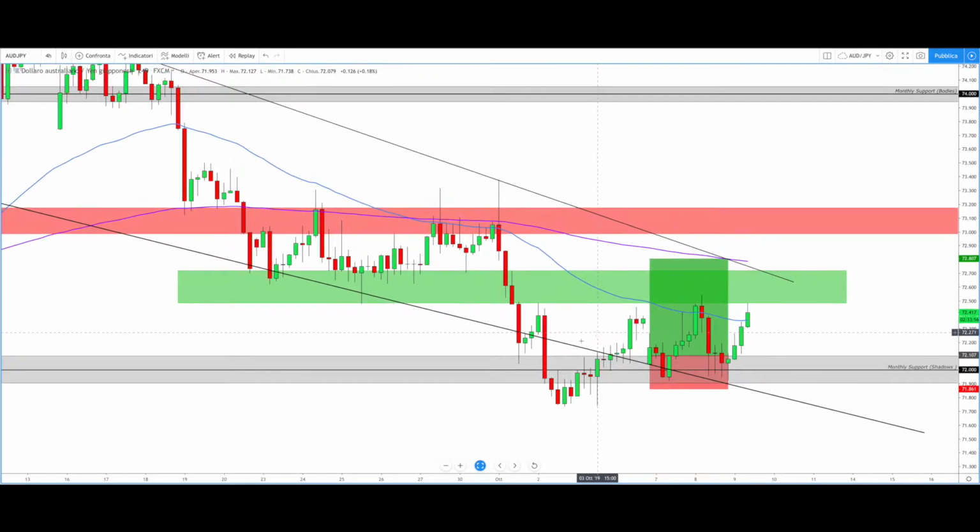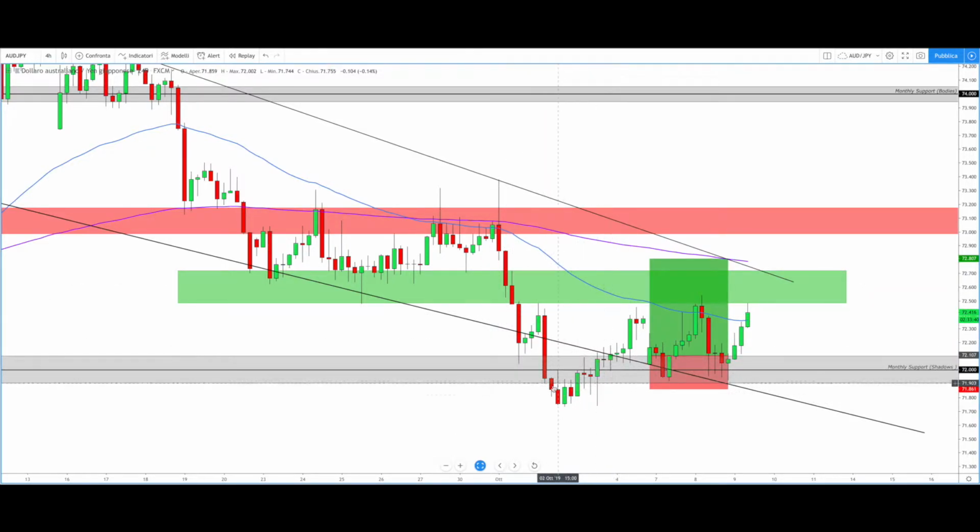Here we can see that after this break the price started this strong correction. We can see in a better way these three upper shadows, and just after this bearish engulfing, the price started this huge bearish movement.